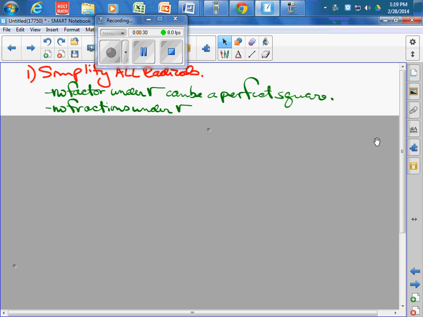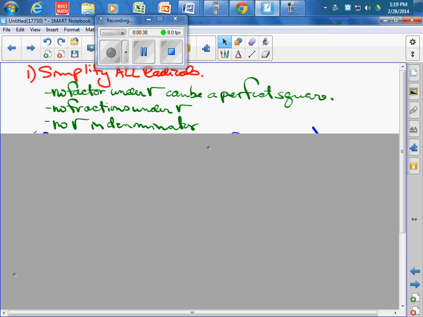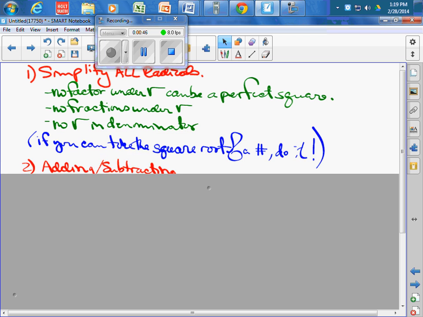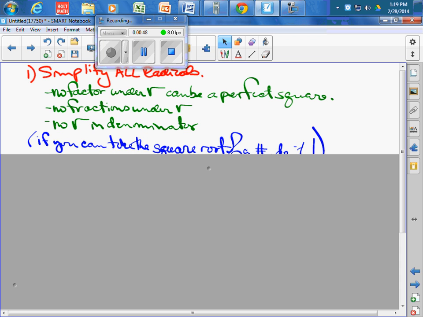No fractions can be under the radical sign, so I can't have the square root of 1/2. You have to simplify that. And no radical can be in the denominator, so I can't end a problem with, for example, 3 over radical 2. This might help out. If you can take the square root of a number right away, if you see a perfect square, go ahead and take the square root of it. We'll talk about that in just a minute.